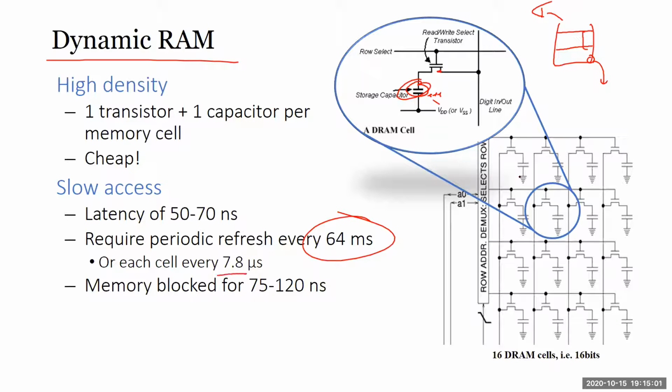Okay, for each cell, every single cell, you must refresh every microsecond or something. So basically, you must do a refresh. So the downside of dynamic RAM... the advantage is it's very cheap because only one transistor, one capacitor, right? Just like this, wired together. But it's very slow.